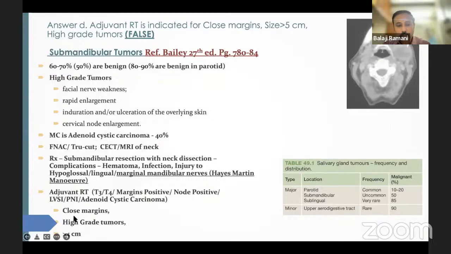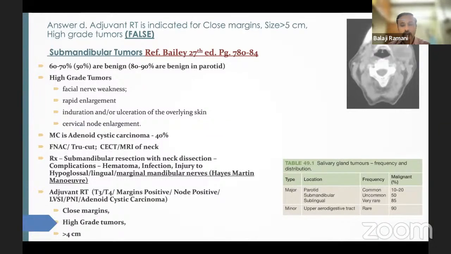So other than close margins, size more than 4 centimeters and high-grade tumors, you have to remember the presence of LVSI, presence of PNI or perineural invasion, lymphovascular space invasion, presence of adenoid cystic carcinoma. Whenever it is an adenoid cystic carcinoma, always we have to go for adjuvant radiation. Why? Why do we need radiation in terms of treatment in adenoid cystic carcinoma?